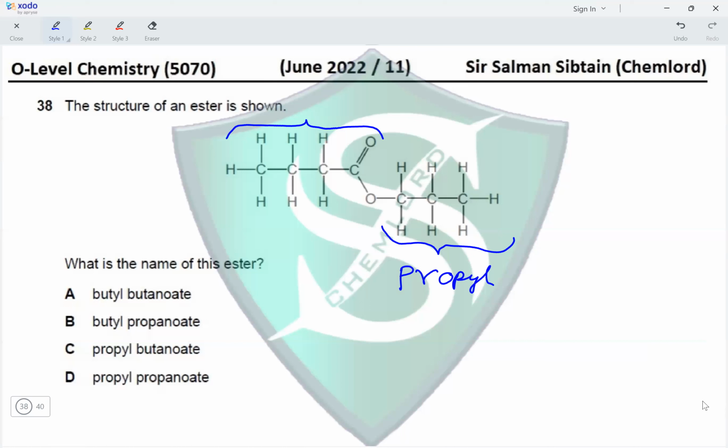And we have 4 carbon atoms in the carboxylic acid portion. So this becomes butanoate. So the correct answer is propyl butanoate, which is option C.